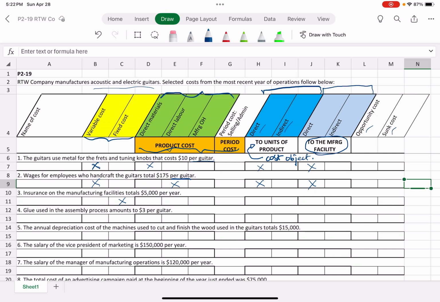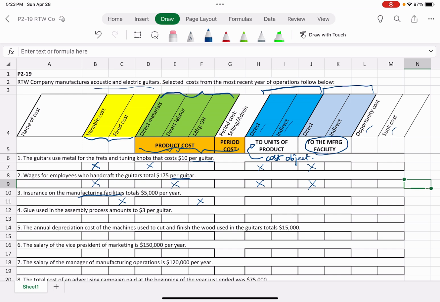Is the insurance on the manufacturing facility a product cost or a period cost? Well, since it's directly related to the manufacturing facility in which those guitars are produced, we're going to consider it a product cost. Which of the three? Well, you can't directly tie the insurance to individual guitars, so we're going to call that overhead, manufacturing overhead.